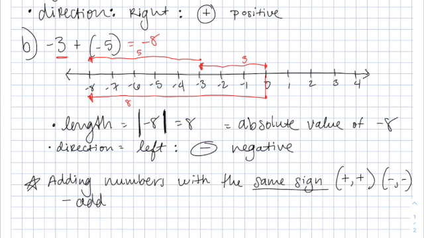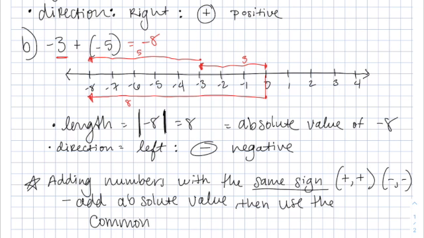So when we're adding numbers with the same sign, you add the absolute values of each number, then you use the common sign for the answer. So you add the absolute values of the numbers, and then you label it with the sign that they're the same. So if they're both positive, then you label it positive, but you don't need to label something positive. But if they're both negative, you add the absolute value of each, and then label it with the negative sign.